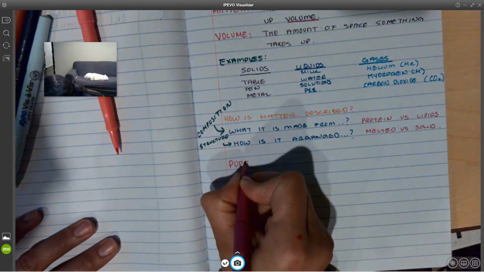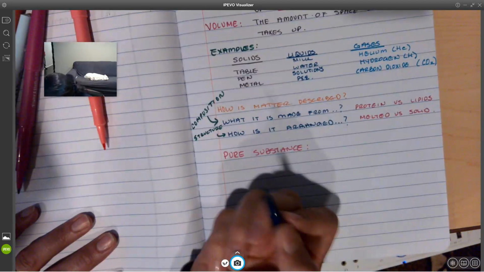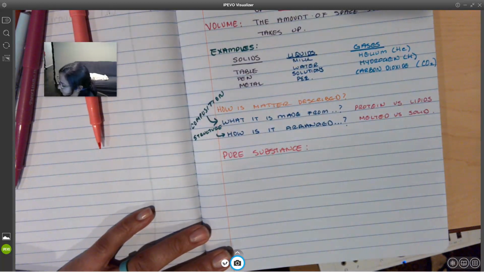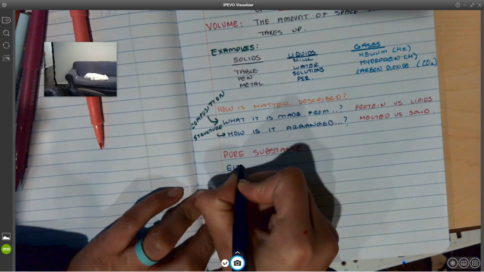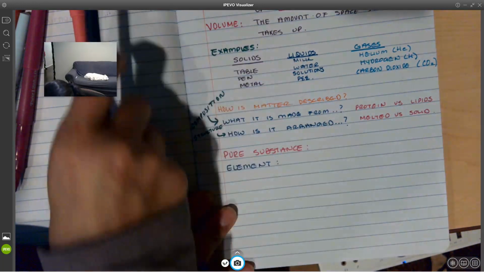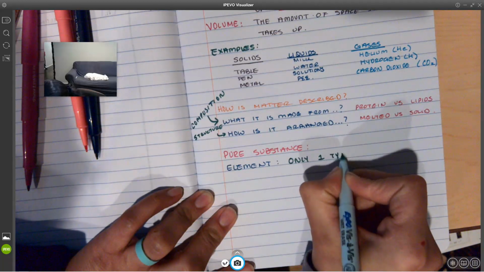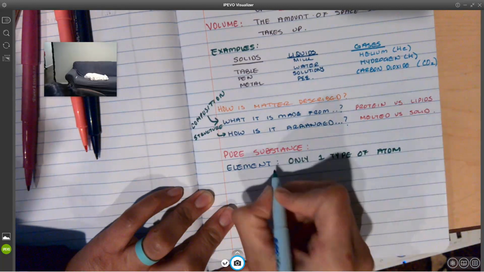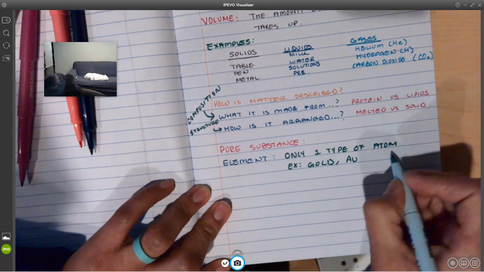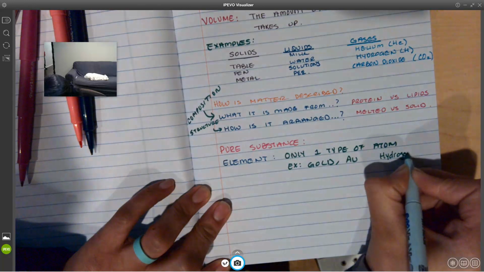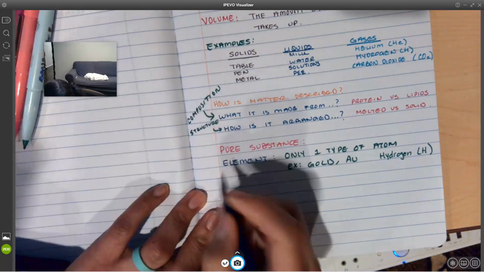And then if we recall, we have pure substances. And pure substances can be in two forms, right? We can have the elemental form, or we can have a compound like a molecule. So we have elemental form, and an element means only one type of atom. So an example would be gold, maybe hydrogen.